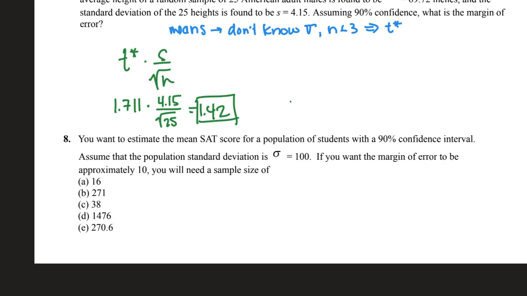Assume the population standard deviation is sigma equals 100. If you want the margin of error to be approximately 10, what will your sample size need to be? So this is a working backwards problem since we're determining a sample size based off of a margin of error.